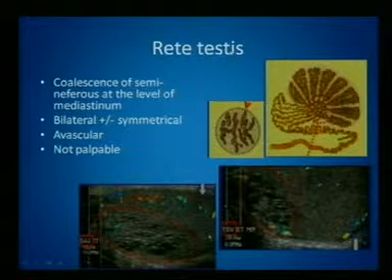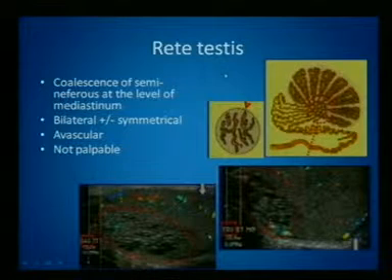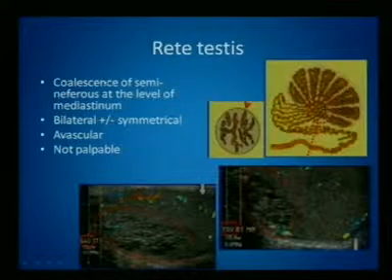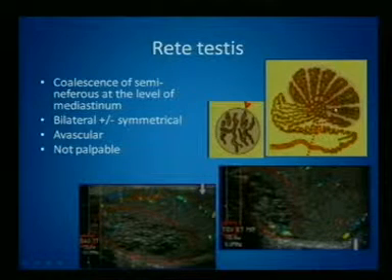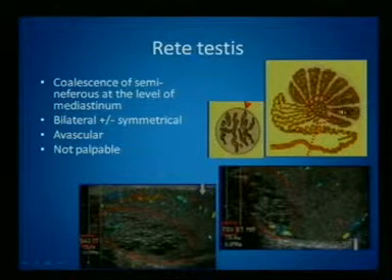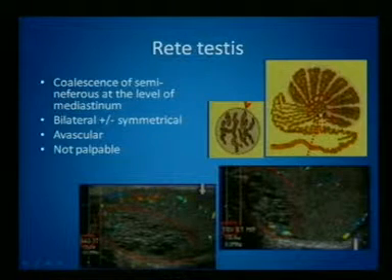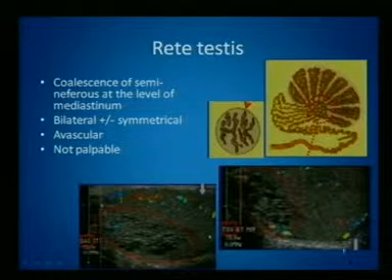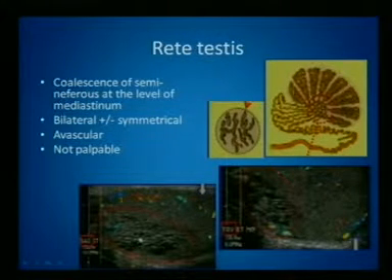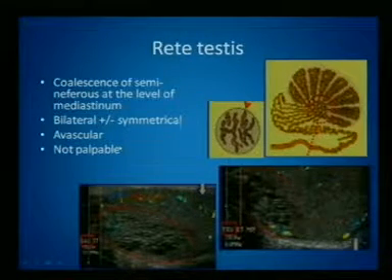Rete testis is another pseudo lesion. Rete testis is a coalescence of seminiferous ducts at the level of the mediastinum. These are the seminiferous ducts, this is the mediastinum, and this is the coalescence of these ducts. Sometimes it is dilated, as we see here in this case, and it can be bilateral, symmetrical or asymmetrical, and usually it is not palpable.